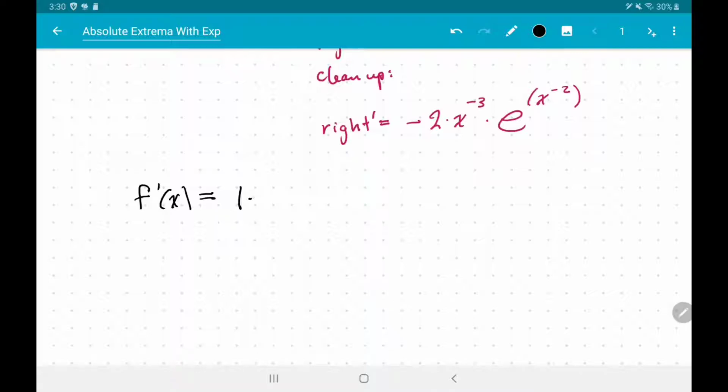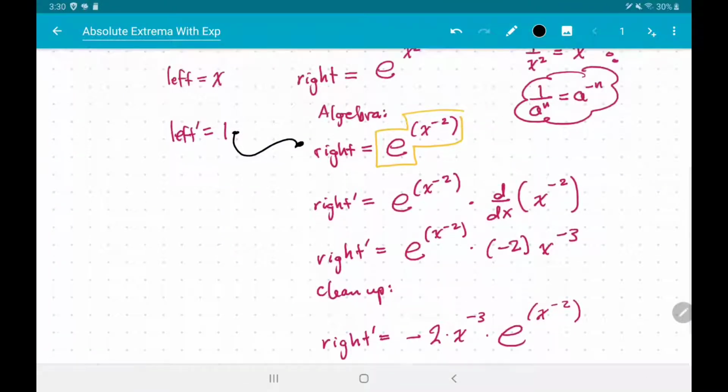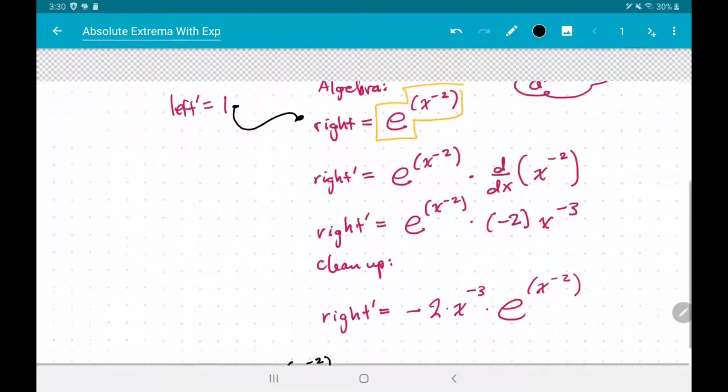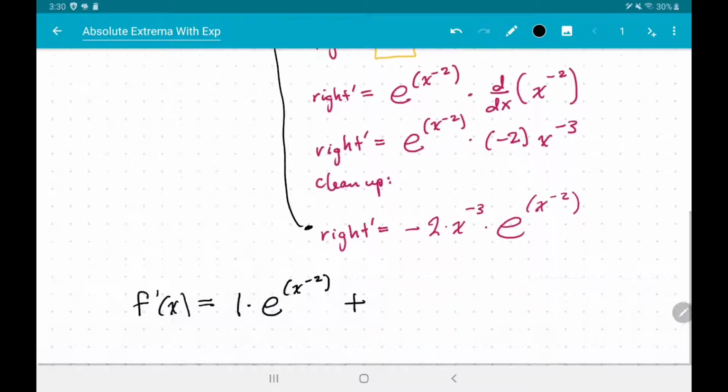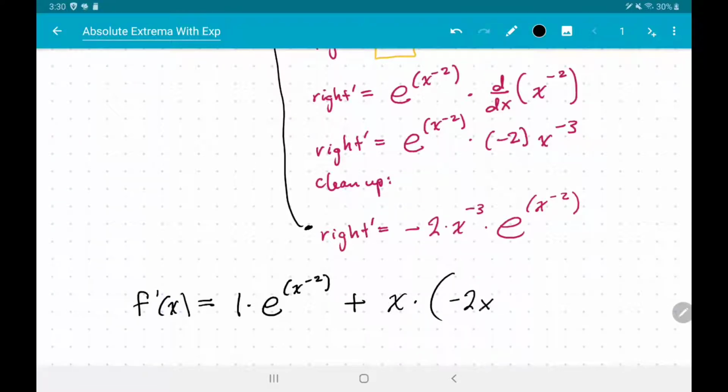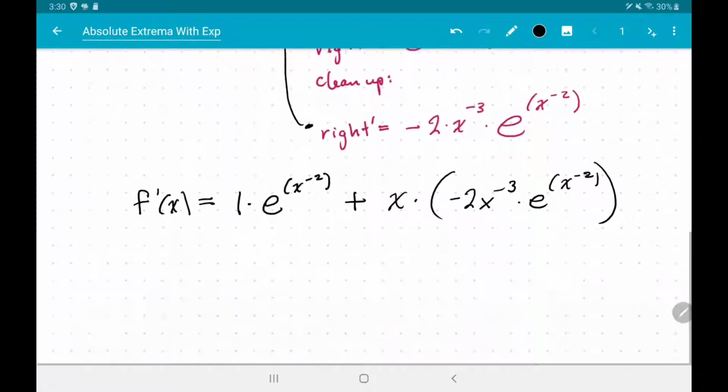So 1 times e to the x to the negative 2 plus the other half of the product rule, which is copy of the left times the derivative of the right. This is going to be a really floppy x, but there it is. So x times negative 2x to the negative third times e to the x to the negative 2. So that is the derivative.